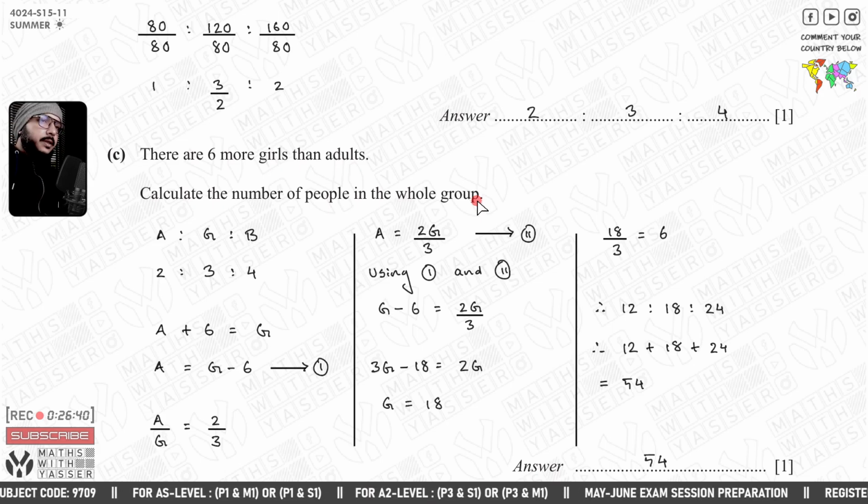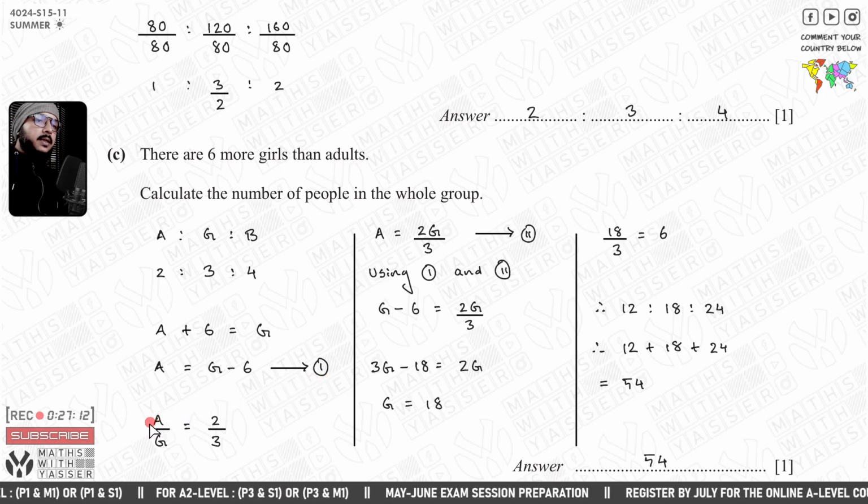To solve this question, we need to make some equations with the given information. So it says there are 6 more girls than adults. That means in order to balance the equation, we have to add 6 with the adults so that it is equal to the number of girls. And if we make A the subject of the equation, it will be G minus 6. Let's consider this to be equation 1.